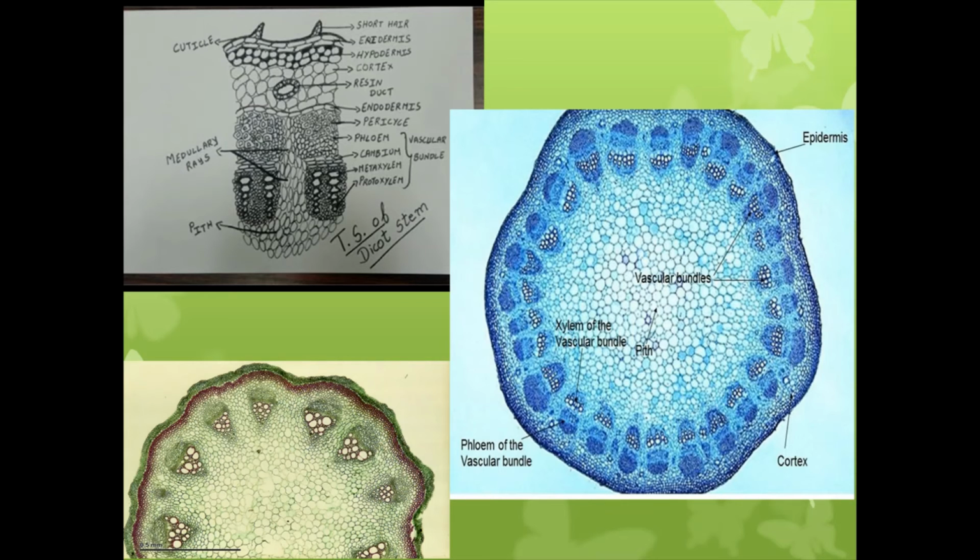Below that comes the pericycle. We can see the pericycle in dark blue color here, and below the pericycle comes the phloem. The phloem is very clearly marked in the diagram, and then we can see the cambium which is present below the phloem. Below the cambium, the xylem is well marked, and we can see the pith. The pith is the center portion of the plant stem, comprising parenchyma cells with very thin cell walls.